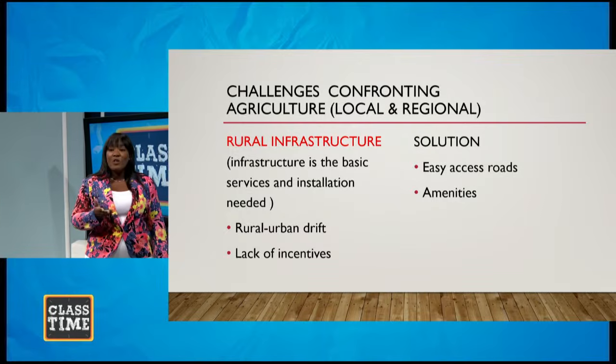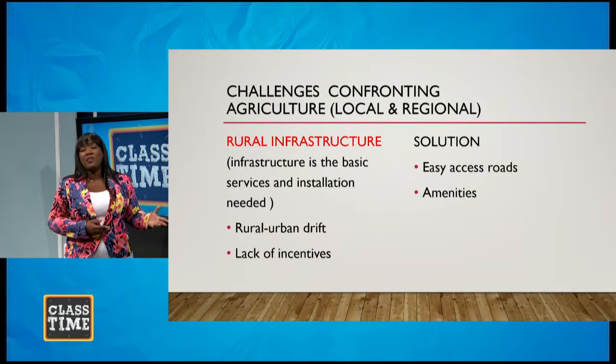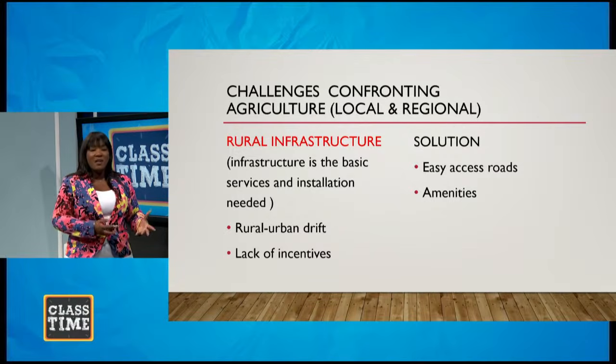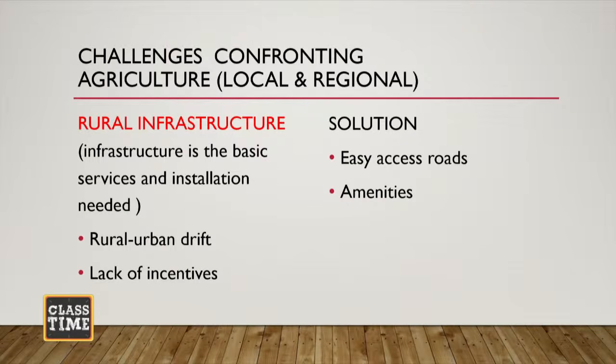Now, rural-urban drift is very common, where persons will leave the country to come to town because of the lack of infrastructure in the community. Also, we look at lack of incentives, where farmers aren't encouraged to practice farming because of the difficulty in maybe accessing a loan or getting chemicals, or the cost of goods. A solution is creating access to easy roads.